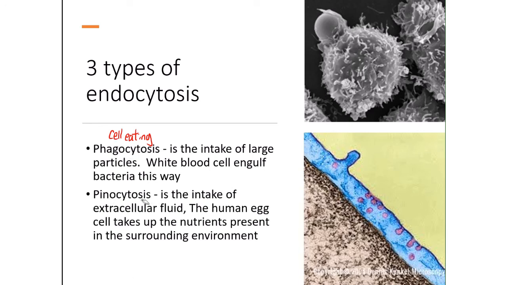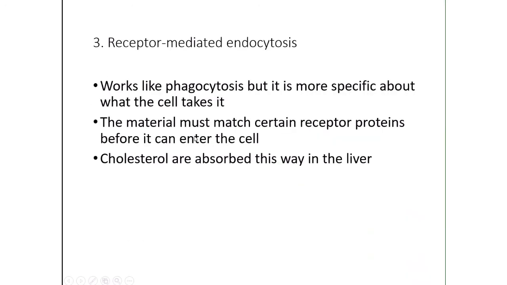The other one is pinocytosis. Pinocytosis means cell drinking, and in this form of endocytosis, you are basically bringing in mostly a fluid, extracellular fluid. So there's no particles in it. It's just mostly water that you're taking in, and human eggs can actually take up nutrients present in the surrounding environment by doing pinocytosis.